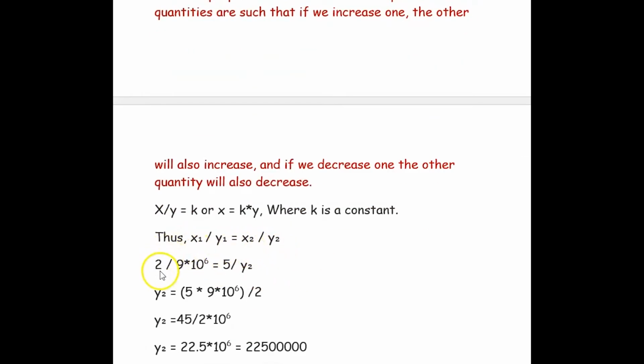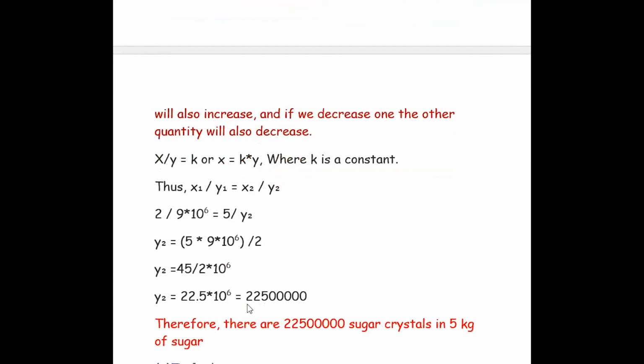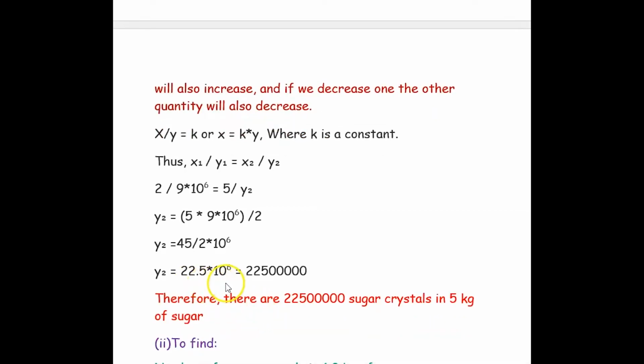Now we can substitute x1 as 2 kg and y1 as 9 into 10 raised to the power 6 crystals. x2 is given as 5 kg. We want to find y2, that is the number of crystals for 5 kg. On cross multiplying and dividing, we get 5 into 9 into 10 raised to the power 6 divided by 2. On simplifying, we will get 22.5 into 10 raised to the power 6 crystals. So therefore, there are 22.5 into 10 raised to the power 6 sugar crystals present in 5 kg of sugar.